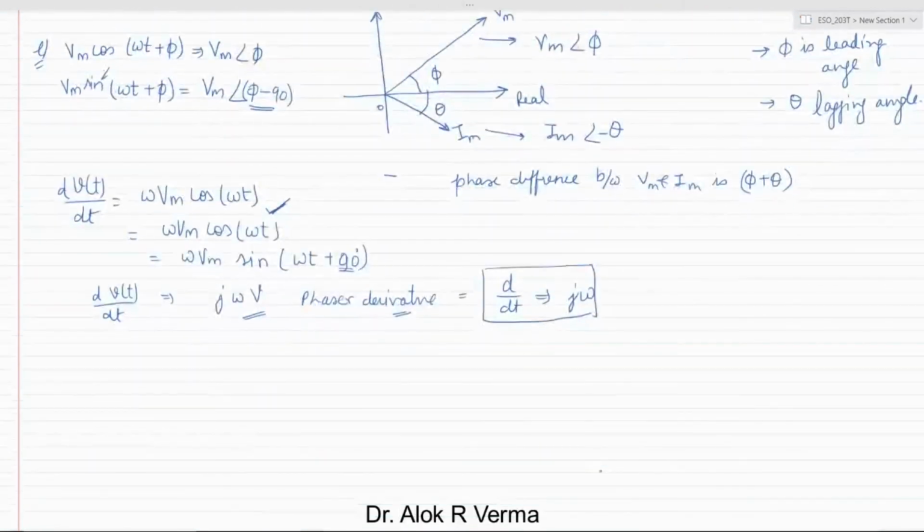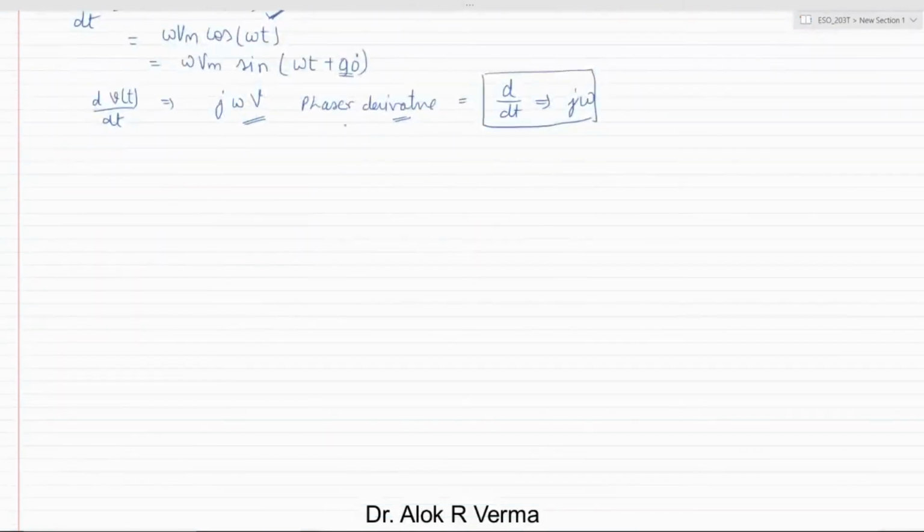Similarly, if you want to integrate some quantity v dt, it will be nothing but integration by j omega. So integration goes 1 by j omega, and differentiation with respect to time goes as multiplication by j omega. So this will be very useful.